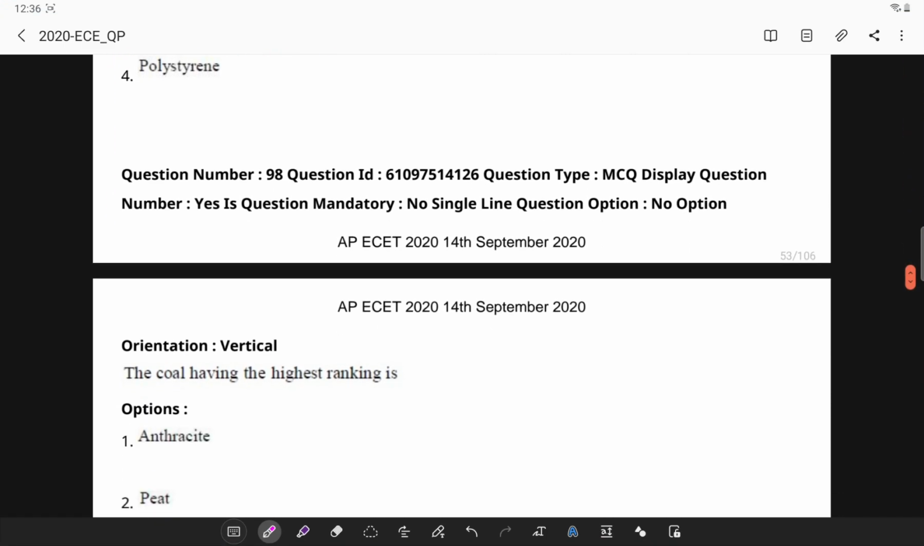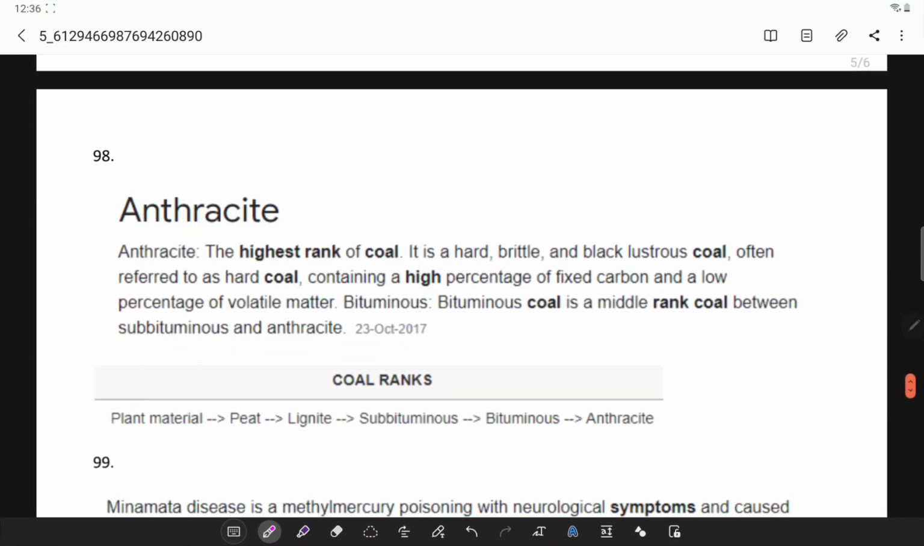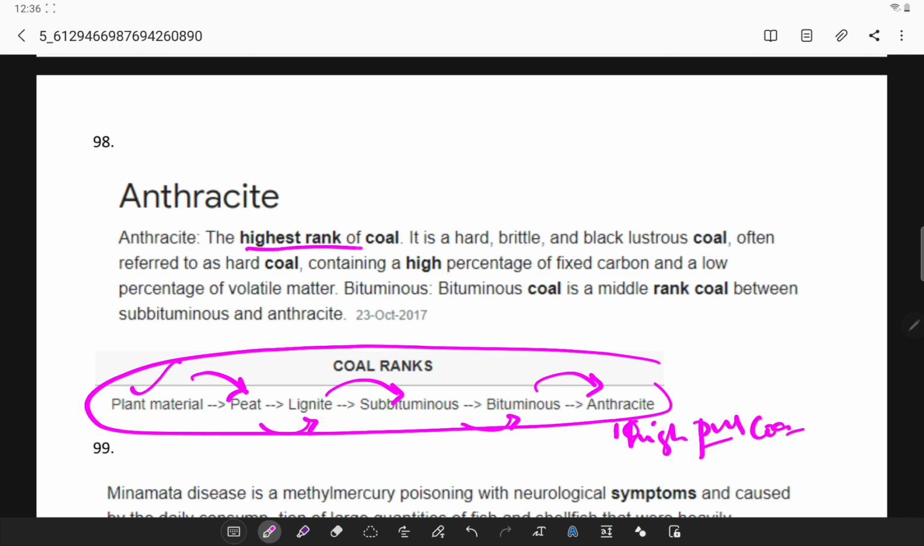So very standard question every year they ask, which is the coal having highest percentage of carbon. So if you observe this is the ranking. So plant material will convert into peat, then we will have lignite and subbituminous, bituminous and anthracite. This is highest pure coal. So the highest rank of coal is hard, brittle and lustrous coal. So the second grade, if this is the highest, the second better is bituminous, then lignite, then peat.